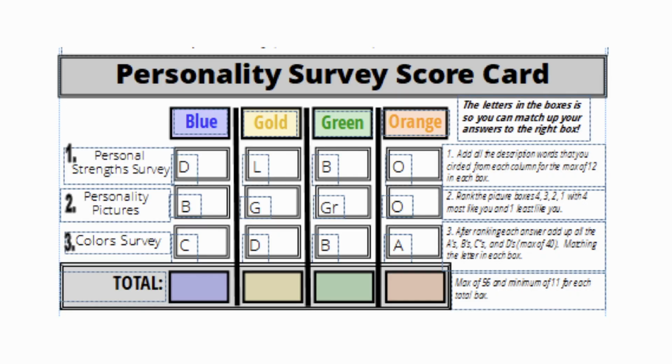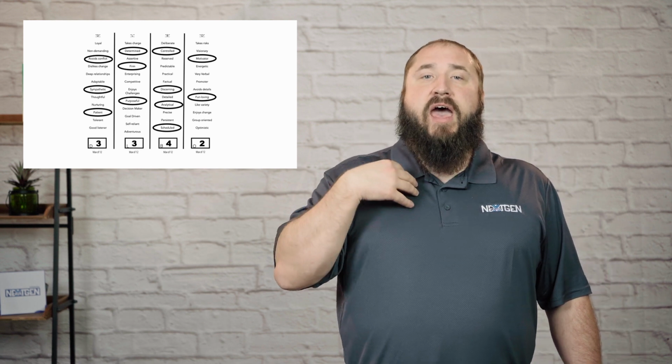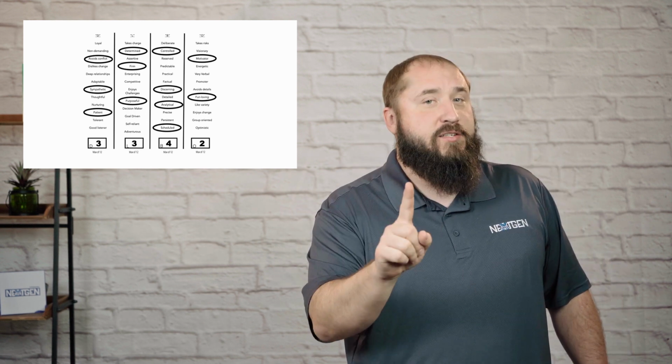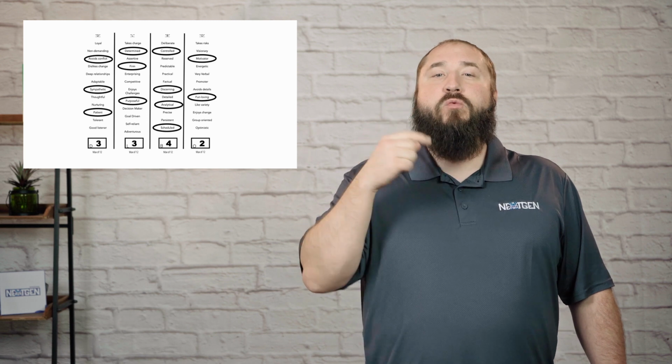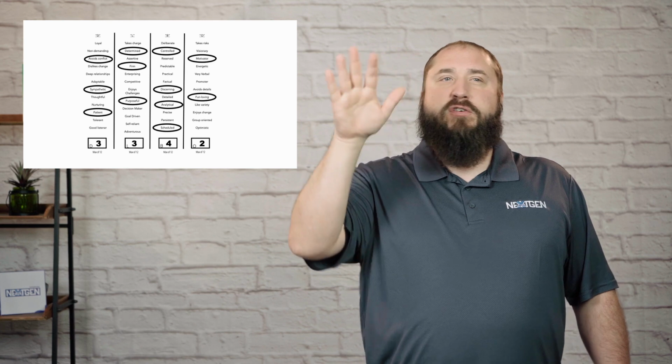So you open up your packet or 3-ring binder and you see the personality survey card. It looks like this, okay? It's a little complicated, but I'll break it down very simply. There are 3 parts to this overall survey. The first thing you need to do is you see these 4 columns. This is the personality strength survey. You circle all the descriptions that define you. Not what you want to do or want to be, but what you really are, okay? You could circle all 12, because it's the max of 12, or you can circle just 3 or 4 or whatever.